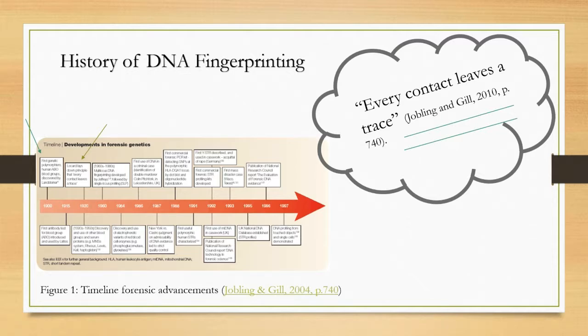Between the early 1900s and the 1980s, other influential developments were made, including the first antibody test for blood group polymorphism and the Locard-Ley principle that every contact leaves a trace.